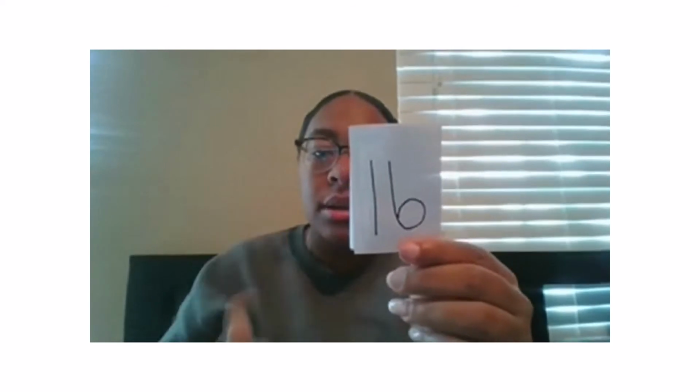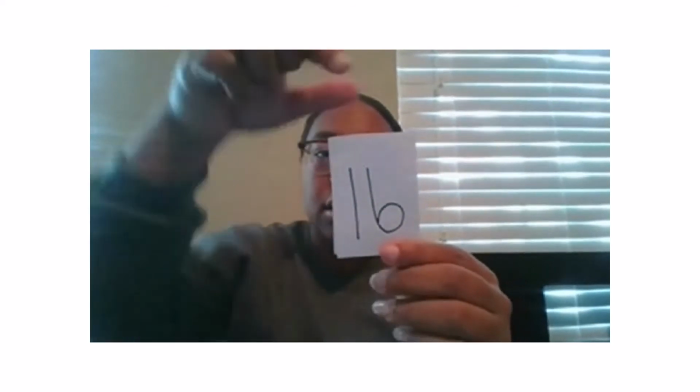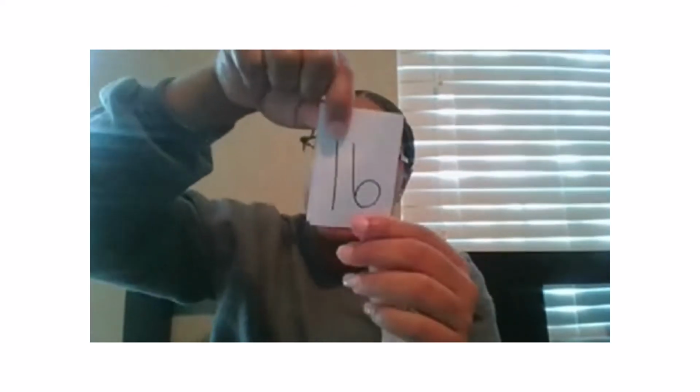Alrighty, friends, we are going to move on into our next fluency. With this fluency, I'm going to show you a number, and I want you to tell me how many tens and how many ones. Get ready. What's the number? 16. How many tens are there? There's 1 ten. How many ones are there? There's 6 ones. My turn. 10, 6. Your turn. 10, 6. Great job.